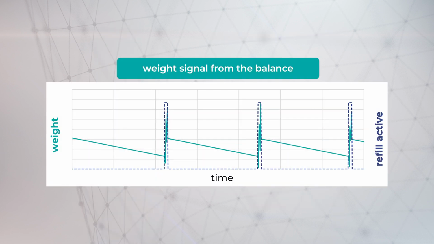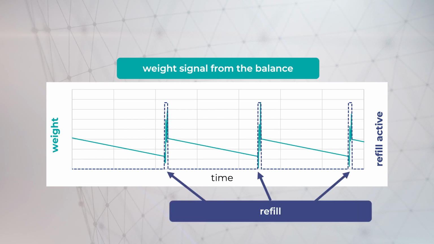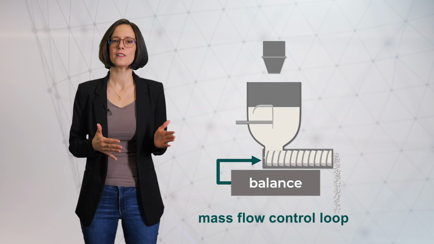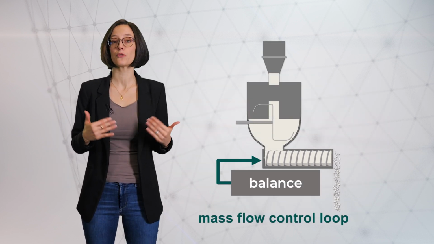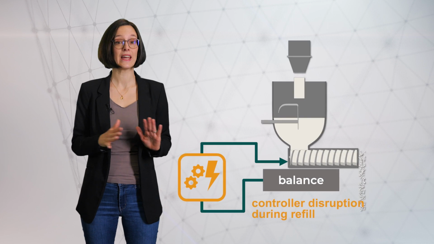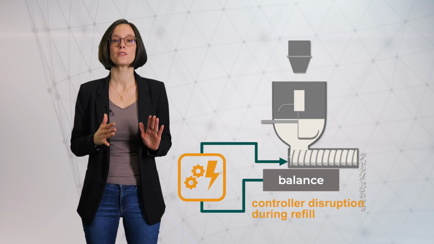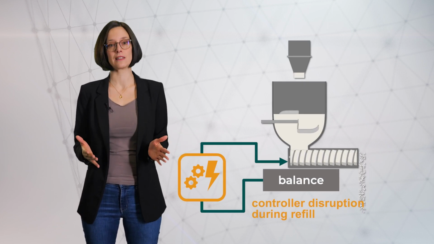Here you see a diagram of the mass flow signal from the balance over time. This is unfiltered process data from a feeder. The refill results in a strong fluctuation of the signal. This signal is used to control the mass flow rate of the feeder. Therefore, any disruption of this signal disrupts the process control significantly.